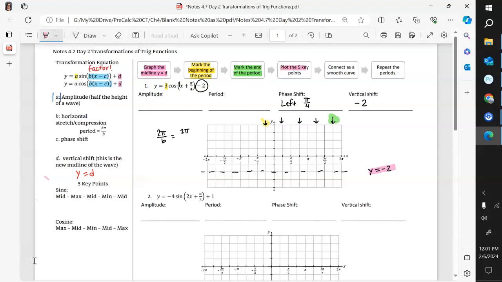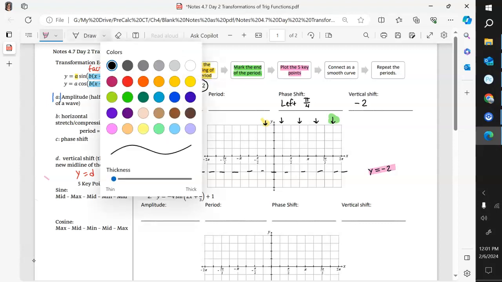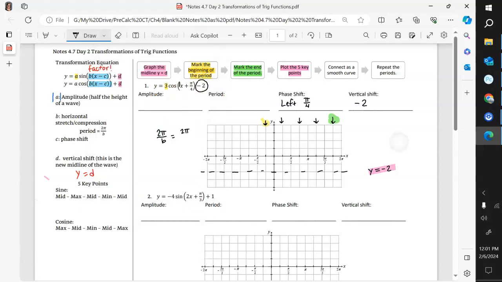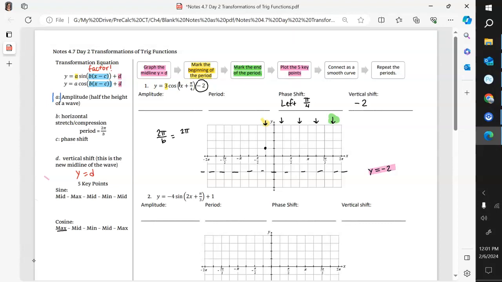So I'm going to use these. I'm going to plot those 5 key points using the halfway point and the quarter of the way point. I start, because it's a cosine function, at the maximum value. So at the beginning of my period, I should be at the maximum. The amplitude is 3, so the maximum is going to be 3 up from the midline. I'm also going to end at the maximum, so I'm going to go to that point.